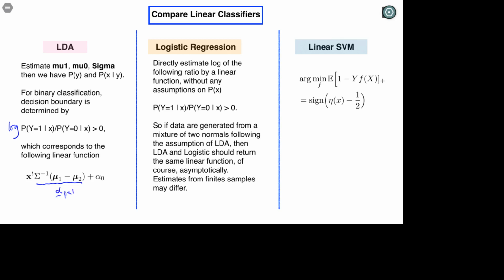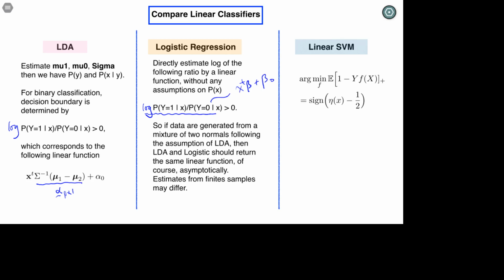But meanwhile, let's look at how we estimate logistic regression. So in logistic regression, we just directly model the log of this likelihood ratio. Again, I forgot the log. So we want to model the log of this as a linear function, X transpose beta plus beta 0, right? Then we use MLE to estimate beta and beta 0.